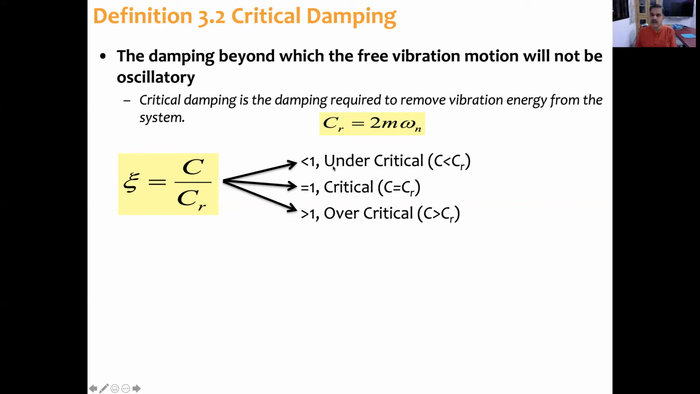Zeta less than 1 means under critical damping. That is the usual case for almost all structures, and this is also a very small value. That means it will be 2%, 3%, 5%, up to 20%. Beyond that, it is like unusual cases. And overcritical damping has some special applications.